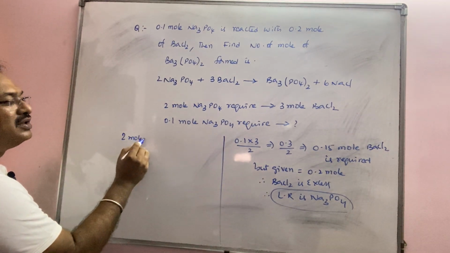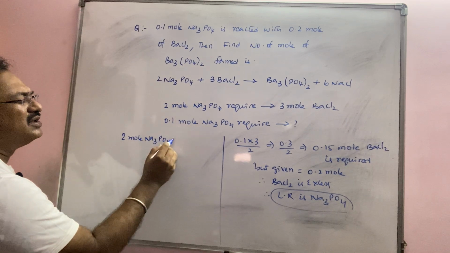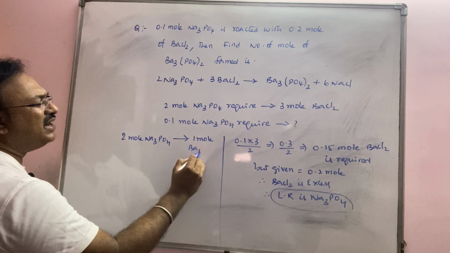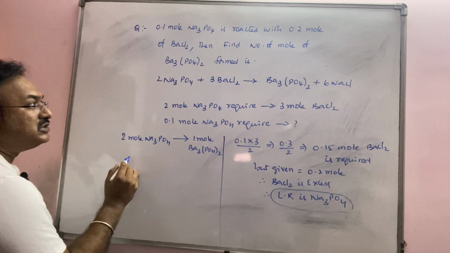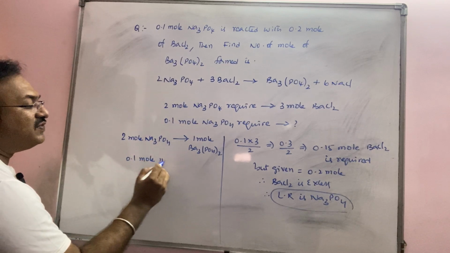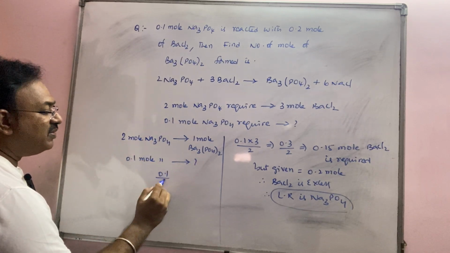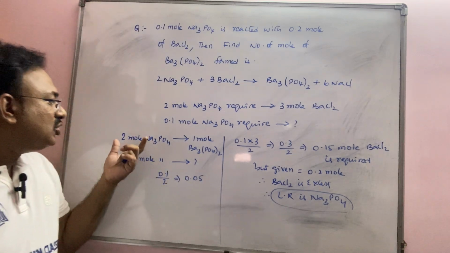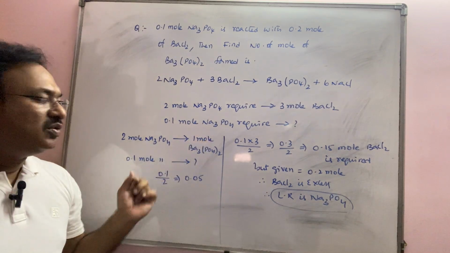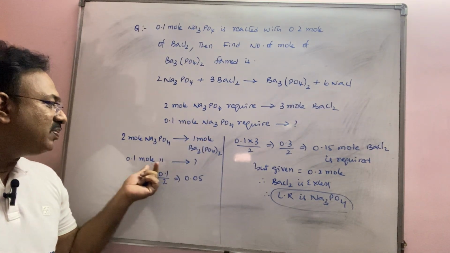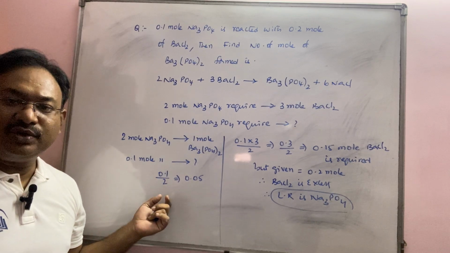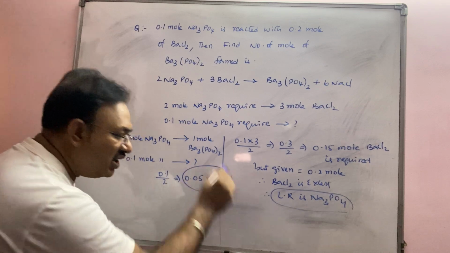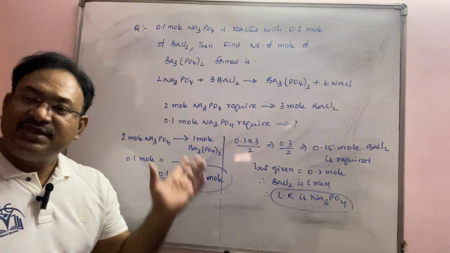2 mole sodium phosphate gives 1 mole barium phosphate. So 0.1 mole sodium phosphate can give how much? So 0.1 by 2, that equal to 0.05. So understand, 2 mole Na3PO4 gives 1 mole of barium phosphate. Then 0.1 mole gives how much? 0.1 by 2, that is 0.05 mole. So this is the answer, 0.05 mole of barium phosphate. Understand? This is our second question.